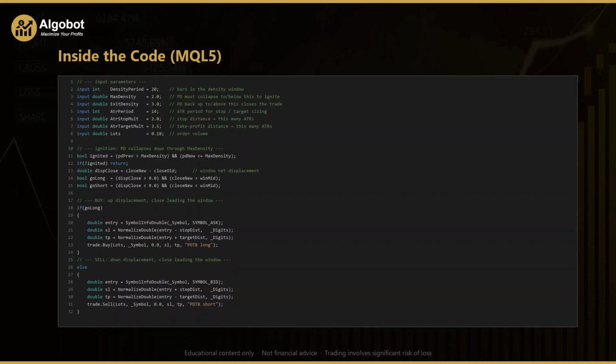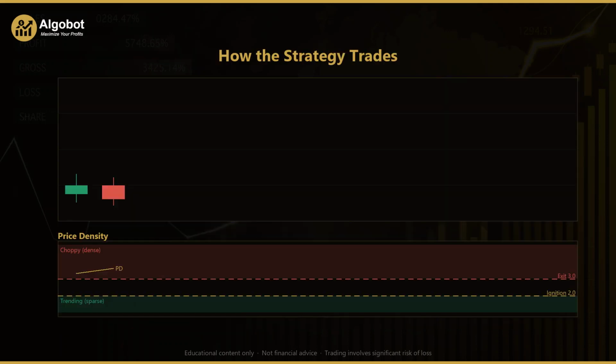The sell block mirrors it exactly. Go short is true when displacement is negative and the close sits below the mid-range. The entry is taken at the bid, the stop loss is placed above the entry, the take profit below, and trade.sell submits the order. Both sides carry a stop and a target from the very first moment, so risk is defined up front. Let's bring the whole idea to life on this illustration.